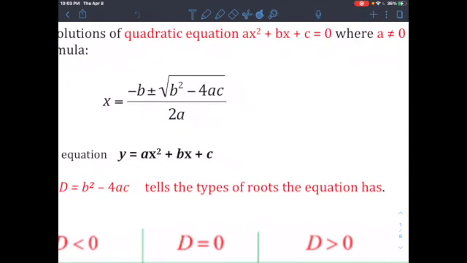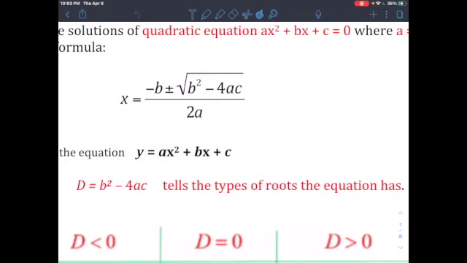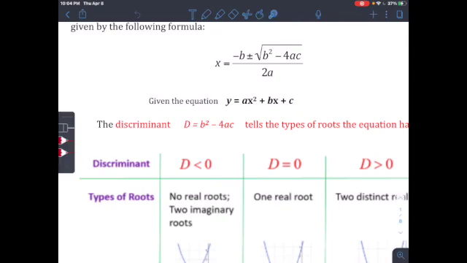Here is the formula: x equals negative b plus or minus the square root of b squared minus 4ac, the whole thing over 2a. Please make sure the square root line is long enough to cover the c, and the division line is long enough to cover the 2a. Then going on to the next one, given the equation y equals ax squared plus bx plus c.